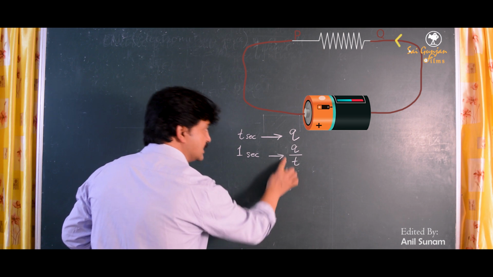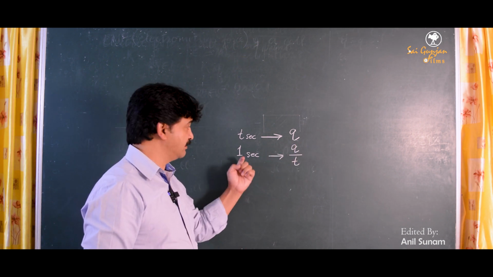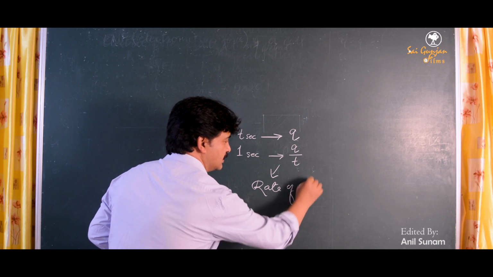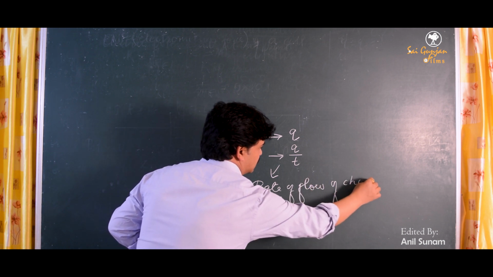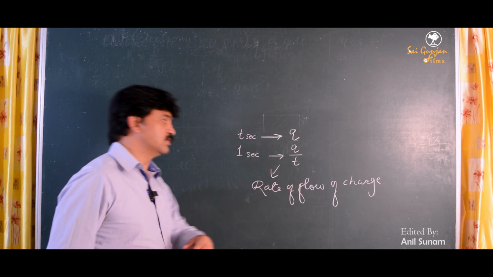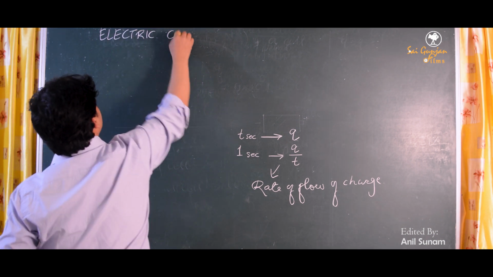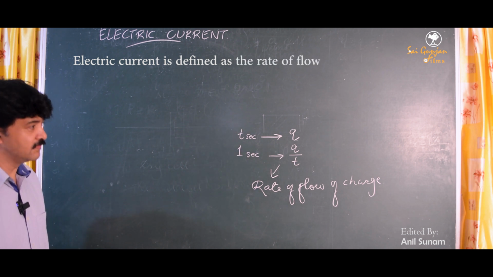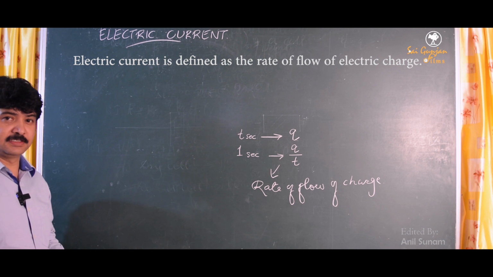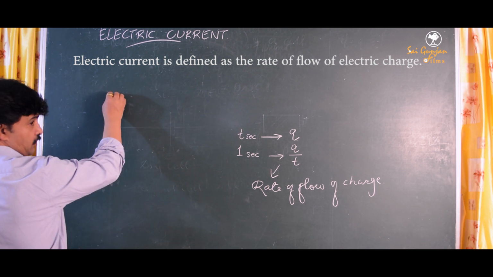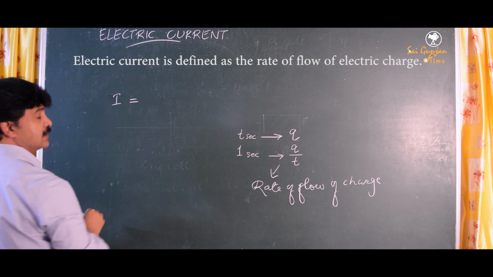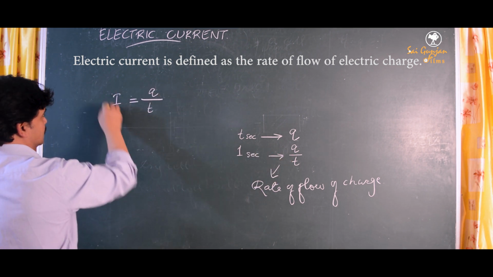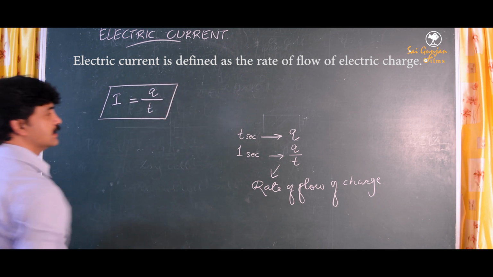This is the amount of charge that will flow in 1 second. And isn't this the rate of flow of charge? This rate of flow of charge is known as electric current. So electric current is defined as the rate of flow of electric charge. The formula for this is, if I is the current, then I is the rate of flow of charge, so it is Q by T. This is the formula for electric current.